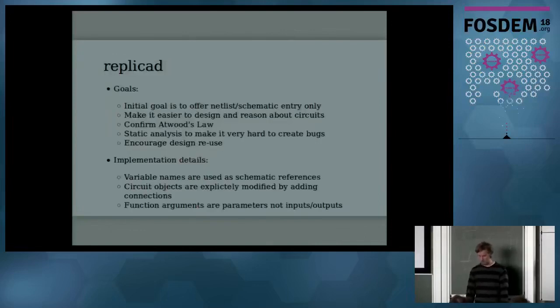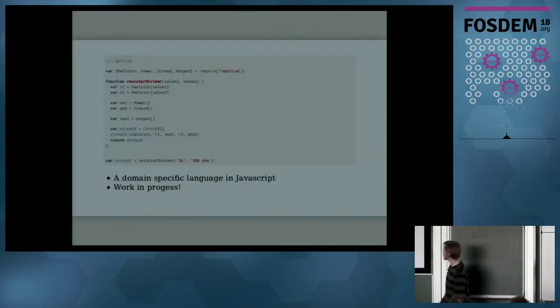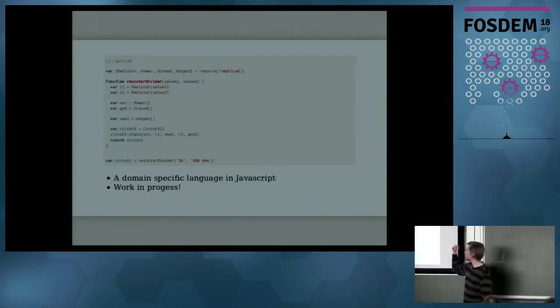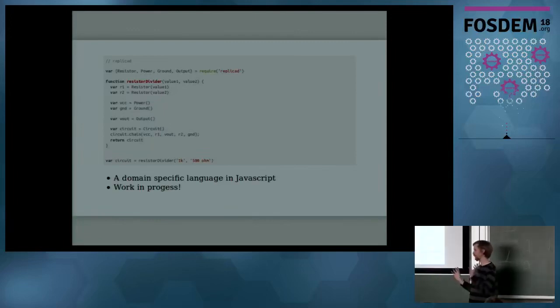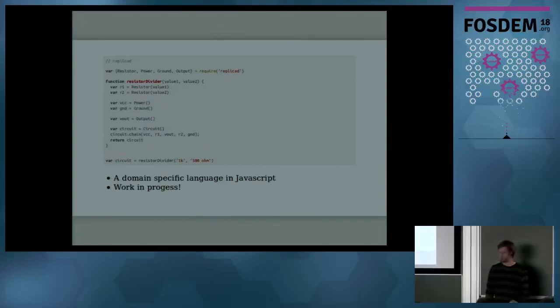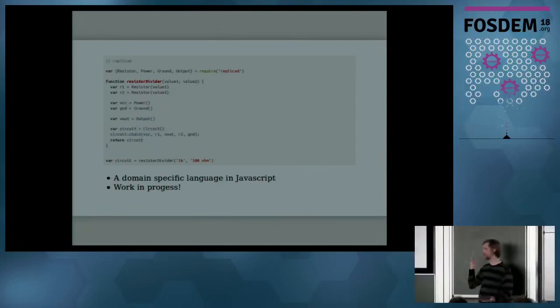And what I'm hoping to do is function arguments. So functions parameterize not over connections, but over the values in your circuit. So this is a resistor divider, and you can instantiate a new resistor divider with different values of different resistors. And then you return your circuit, and you can reuse that in another circuit.